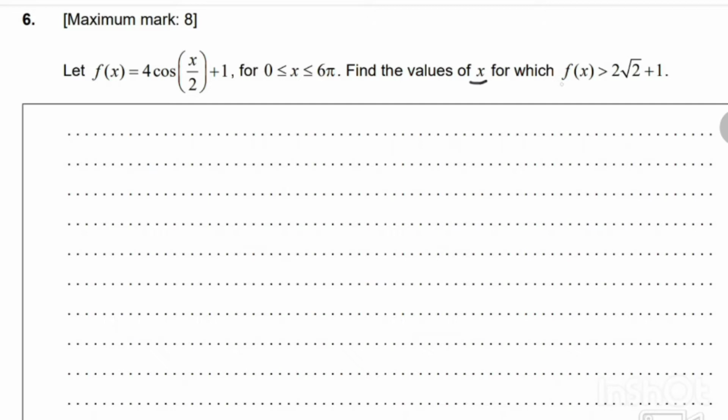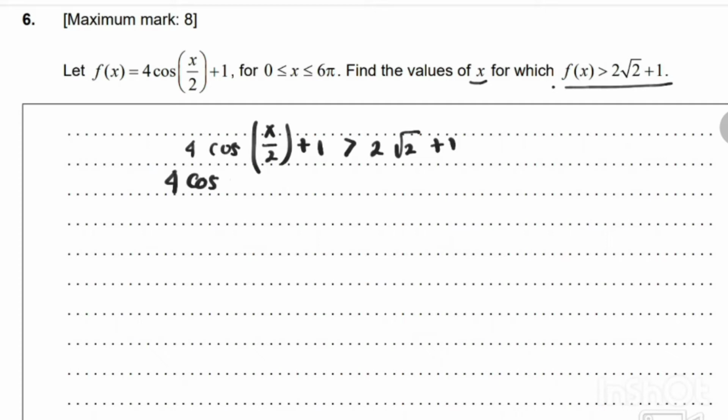When f(x) is greater than 2 root 2 plus 1, it means our 4 cos(x/2) plus 1 is greater than 2 root 2 plus 1. So to make it easy, you make this equal.